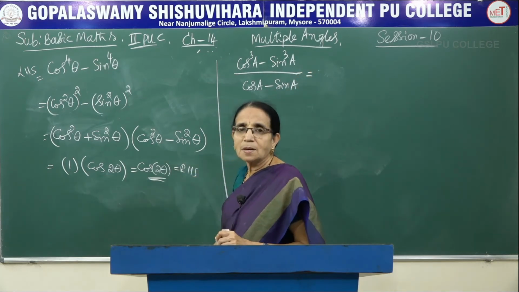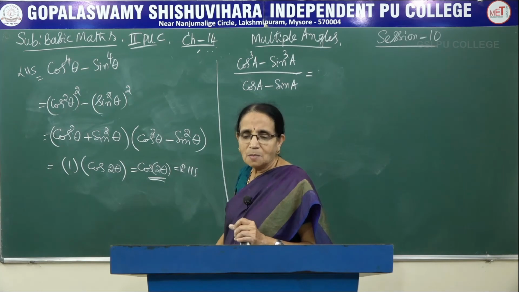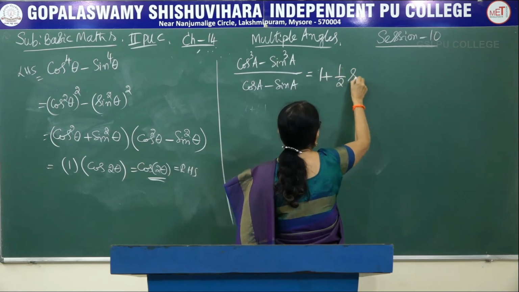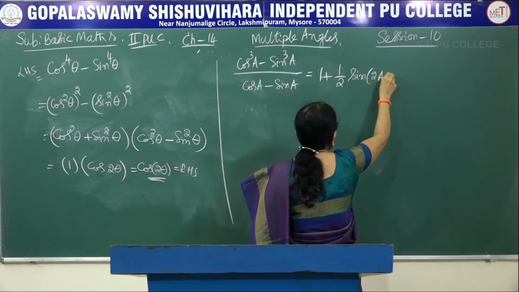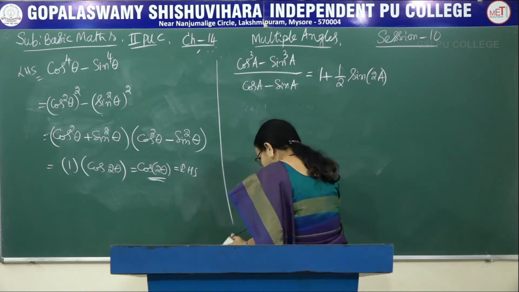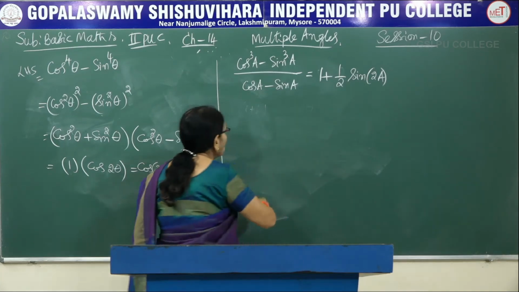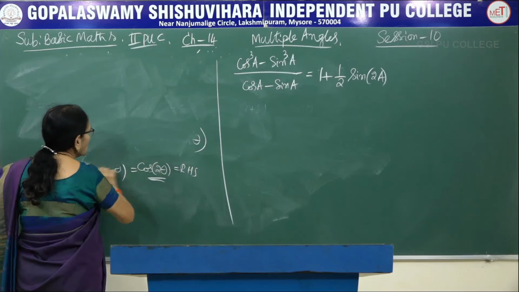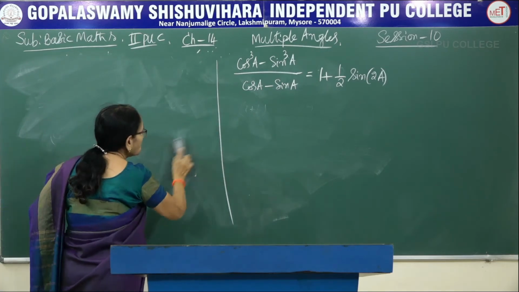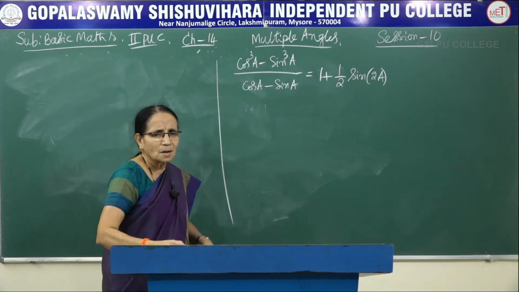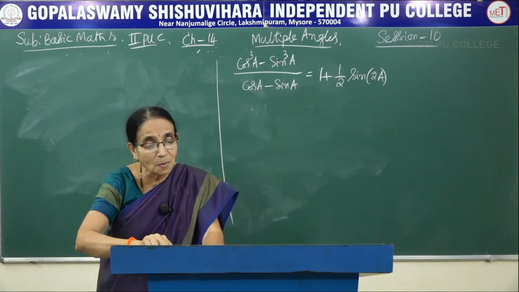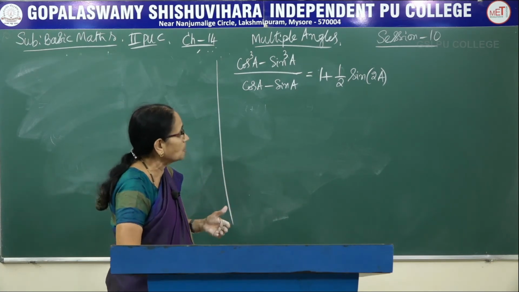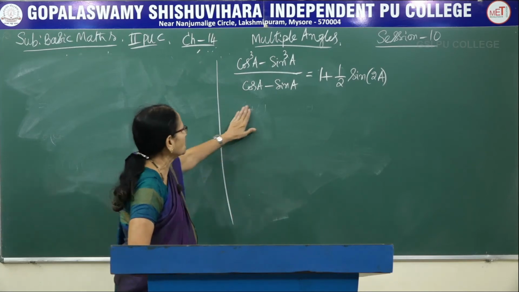Cos cube A minus sin cube A divided by cos A minus sin A should be equal to 1 plus half of sin of 2A. Now, first let me look at the left hand side, then try to get the right hand side. Here a little bit of thinking is needed. You have to remember again the high school algebraic formula, the identity, the multiple angle formula, and also some adjustment has to be done here.